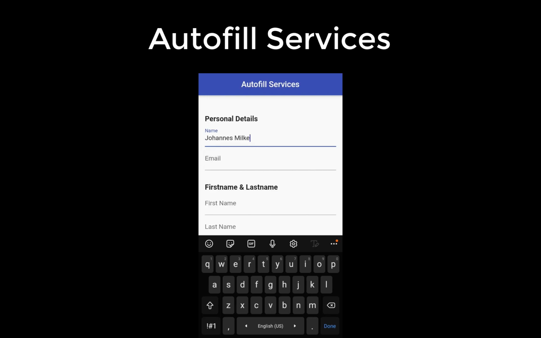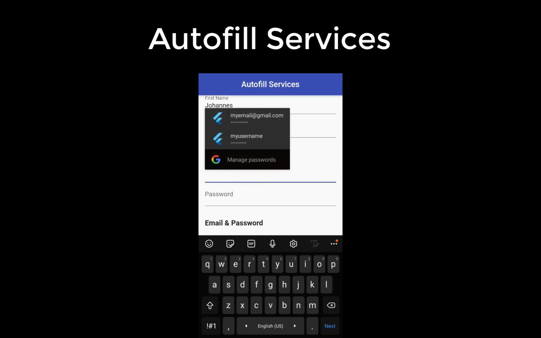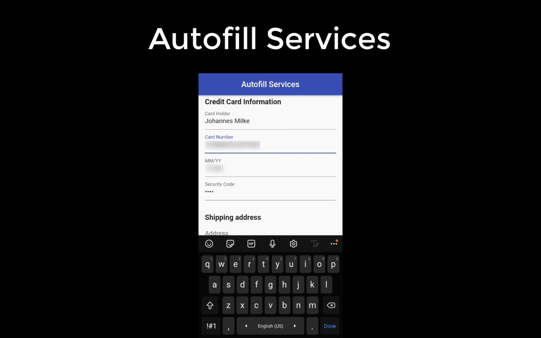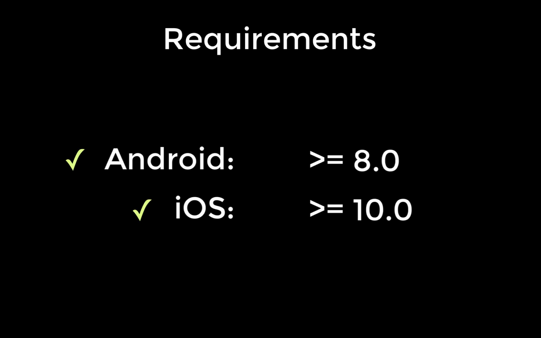Filling forms is time-consuming, annoying, and error-prone, so instead of typing the data manually, we improve the user experience by providing autofilling for text fields such as name, email, username, credit card information, address, and phone number. To make use of autofill and its functionality of spending less time filling fields, you need to have at least Android Oreo version 8.0 or higher and iOS 10.0 or higher. And Flutter Web is of course also supported.